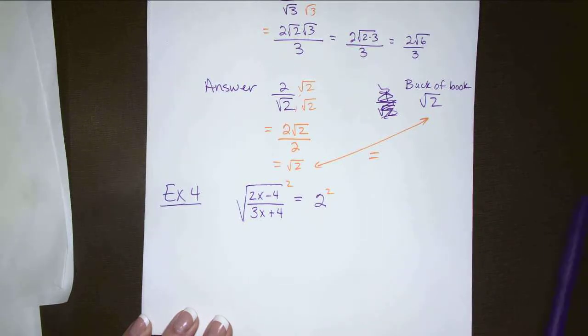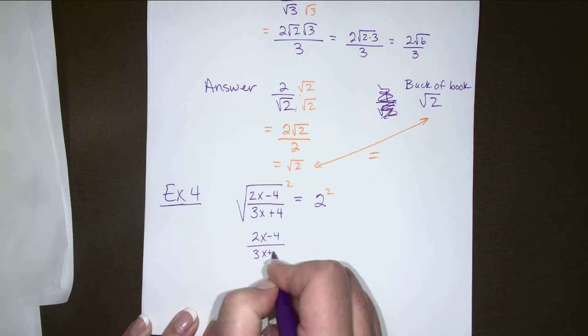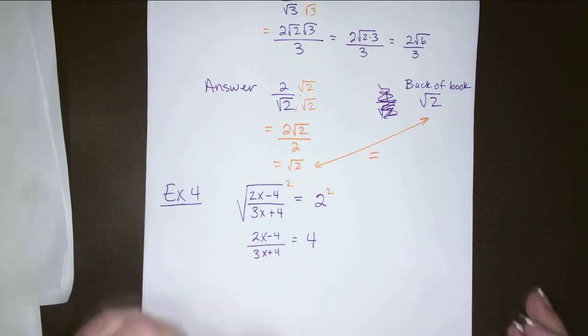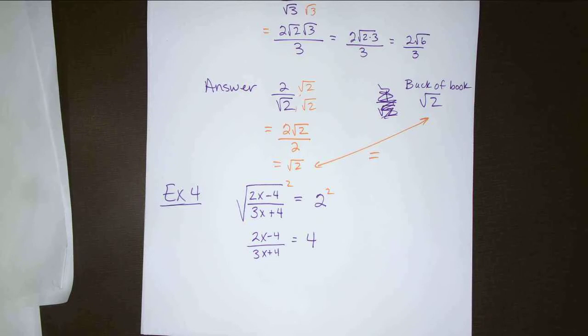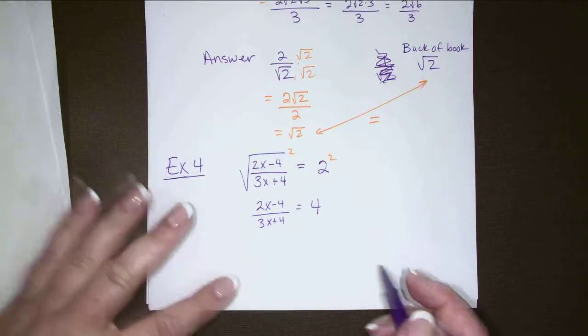So if we square both sides, we will have 2x minus 4 over 3x plus 4 is equal to 4. A lot of times on tests, people forget to square the right-hand side. So watch out for that. You make sure you always are squaring both sides. They'll write this is equal to 2, and then they solve and they get the wrong answer. Okay, that's one place people go wrong. Cross multiply.